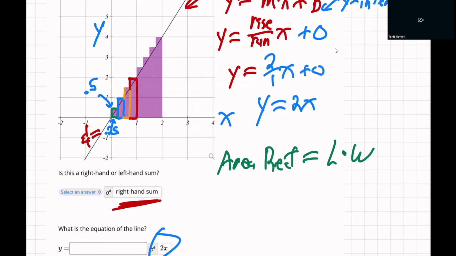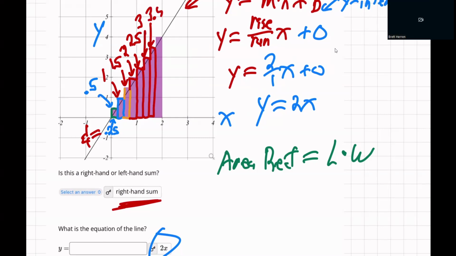And they have different heights. What's the height of this one? It's 1. What's the height of that one? 1.5. What's the height of this one? 2. Then we have another one here, and the height of that one appears to be 2.5. The height of the next one is 3. And the height of this one is 3.5. And the height of the last one is 4.